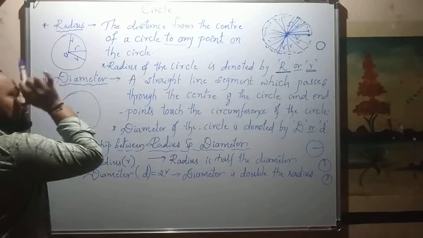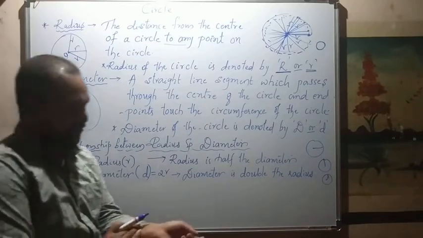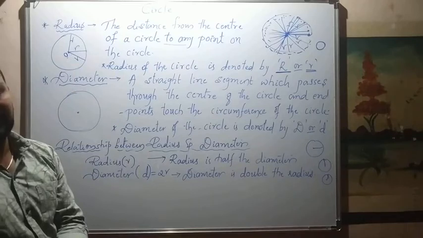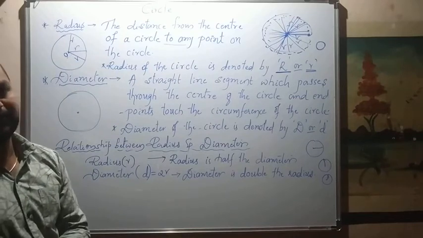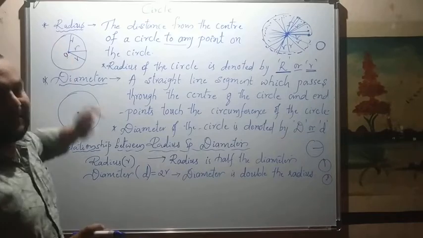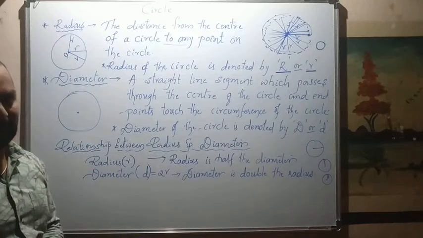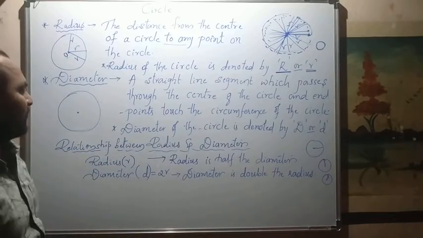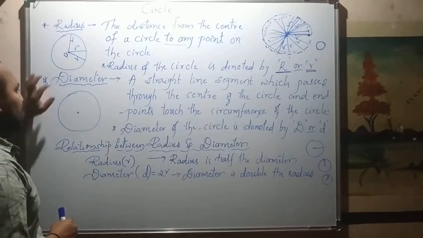Then the radius of the circle is denoted by R. Okay, capital letter R, small letter r. The distance from a center to any point on the circumference of the circle. Okay, the next one is diameter.